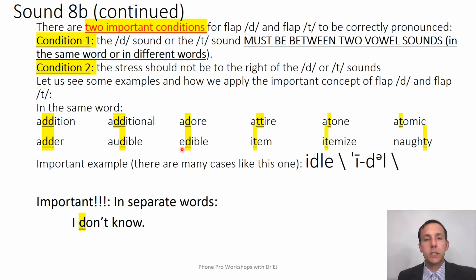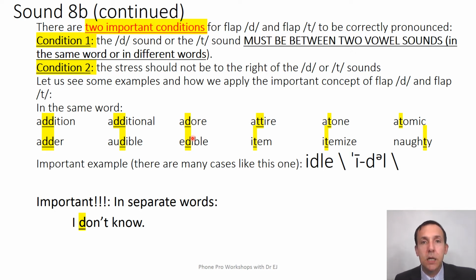Now let's go to the next example. Example number 3, edible. Now here we go. We have the D sound between two vowel sounds. Condition number 1: the D sound is between two vowel sounds, E and I. And condition number 2: the vowel to the right of D is not stressed.